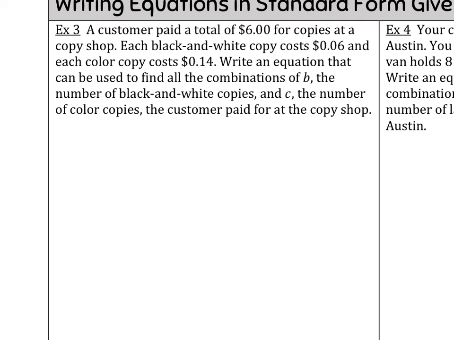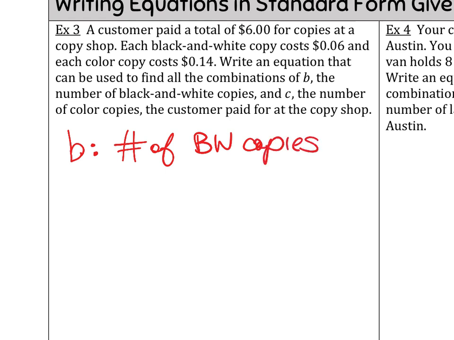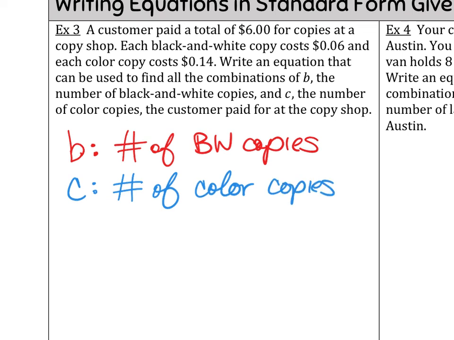When we're solving these kinds of questions, the first thing I need you to do is label what your variables stand for. What does it say B stands for in this question? It literally says, number of black and white copies. Everybody writes that down. We have labeled our stuff. We're going to label all our stuff. What does C stand for? Number of color copies. Okay, great. Let's organize our information.